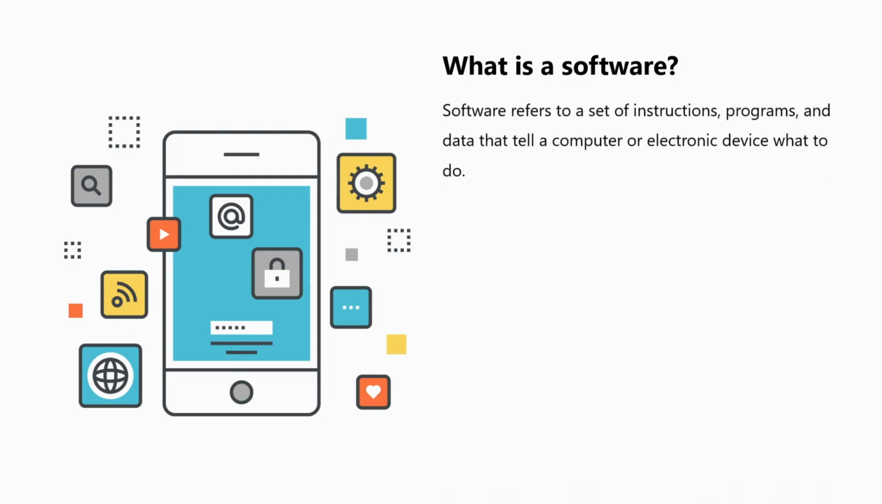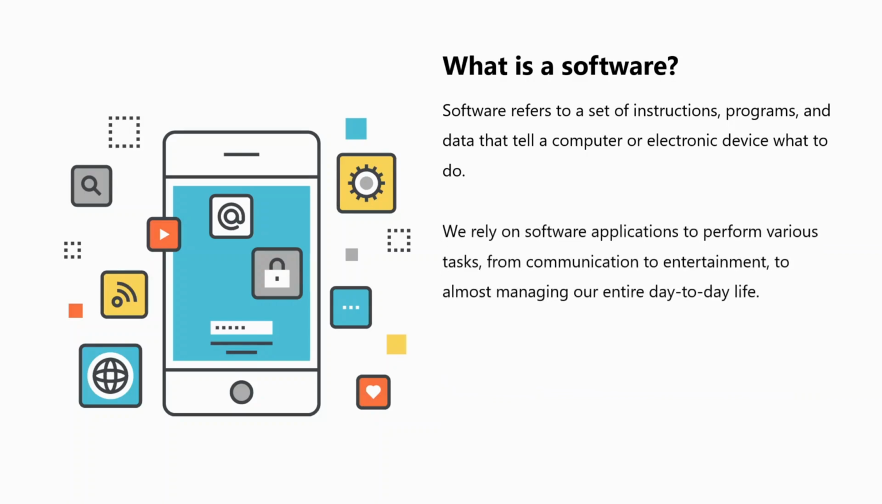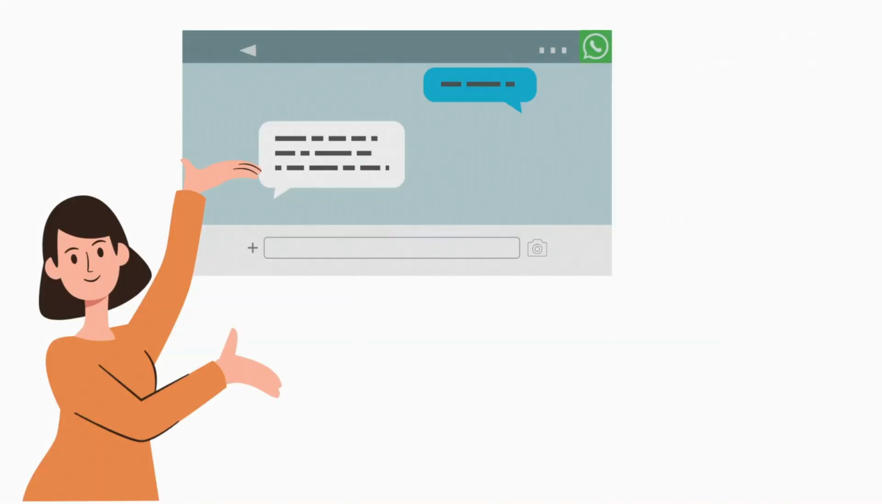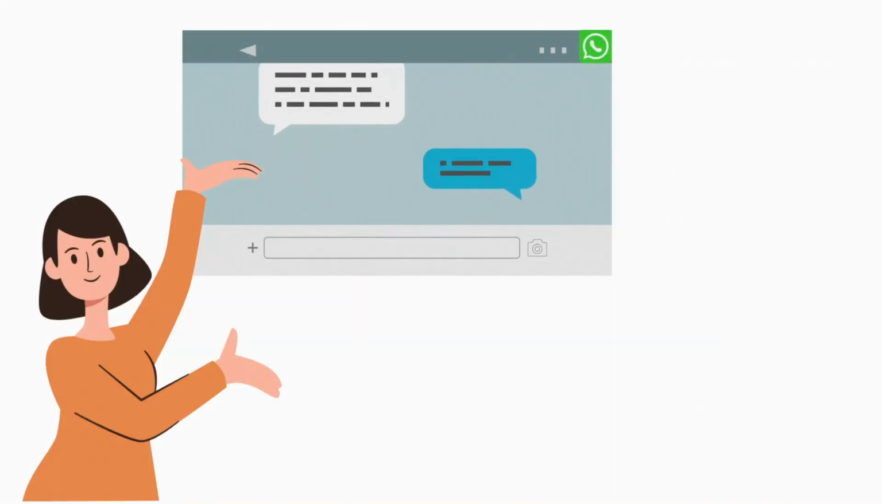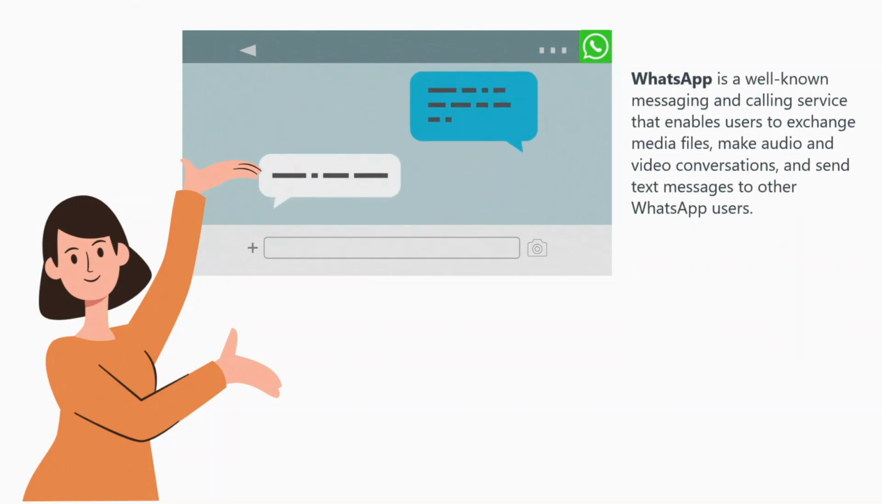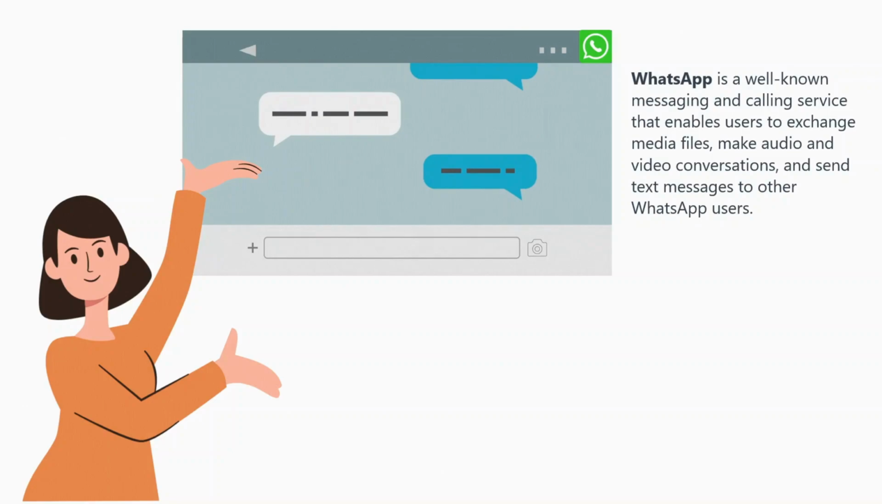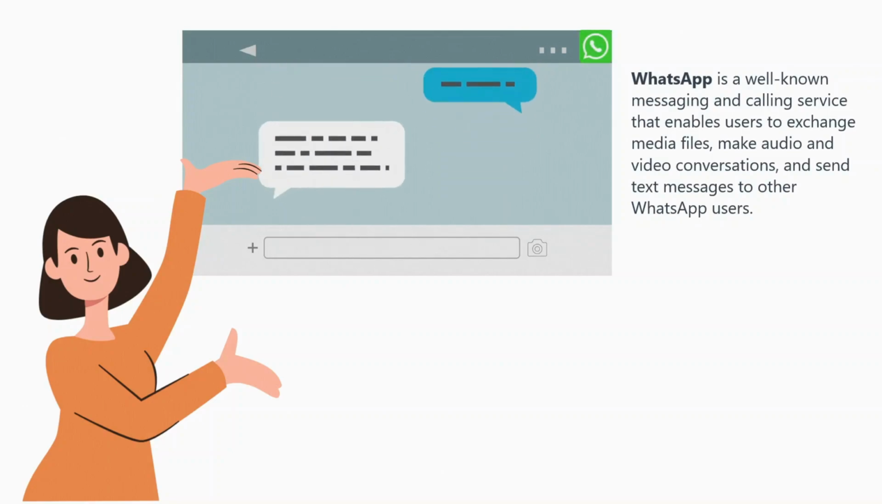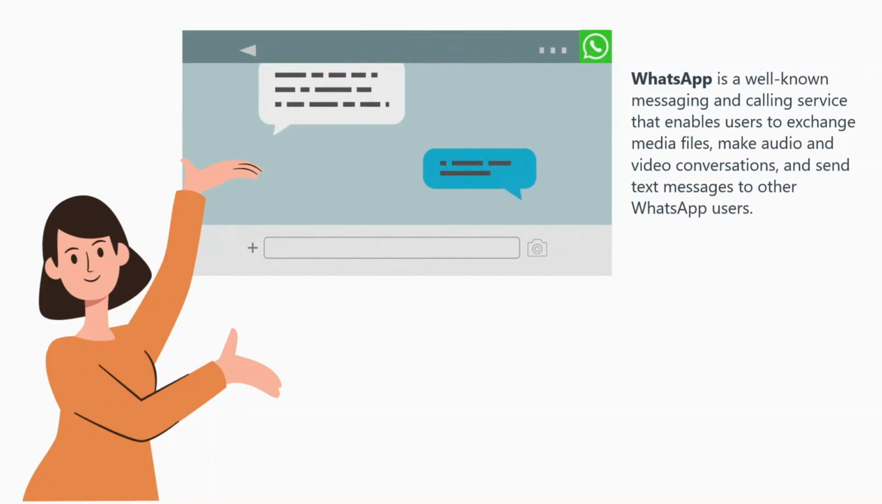Software refers to a set of instructions, programs, and data that tell a computer or an electronic device what really to do. We rely on software applications to perform various tasks from communication to entertainment to almost managing our entire day-to-day life. Taking an example, WhatsApp is a popular messaging and communication software application that allows users to send text messages, make voice and video calls, and share media files with other WhatsApp users.